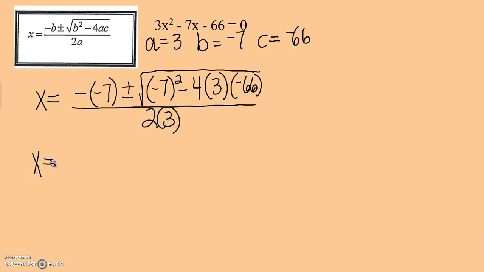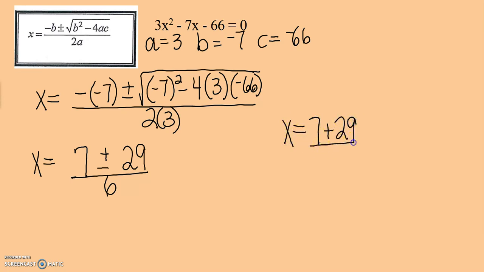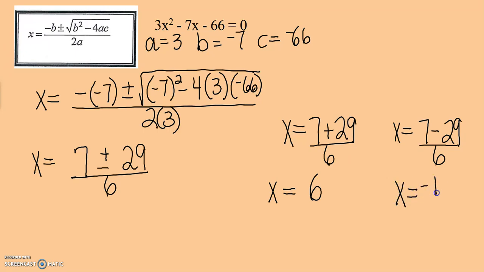All right, I'm going to go ahead and simplify. The opposite of -7 is +7, plus or minus. You substitute, put all of this in your calculator, including the radical, and it gives you 29 divided by 2 times 3, which is 6. This plus and minus here is there because there are two solutions. The first solution is x equals 7 plus 29 divided by 6. The second solution is x equals 7 minus 29 divided by 6. When we simplify and evaluate these, you're going to get x equals 6 and x equals -11/3.